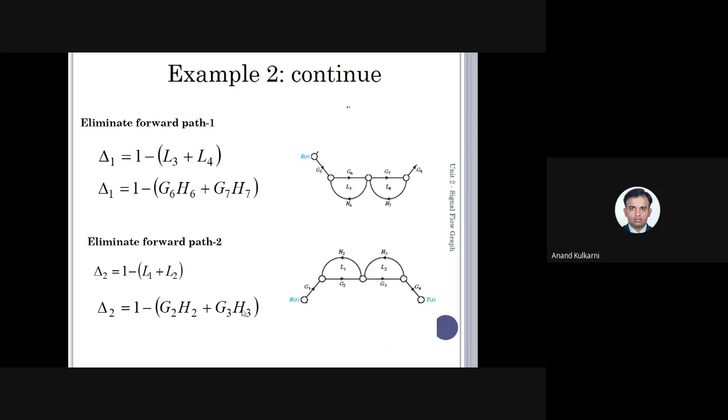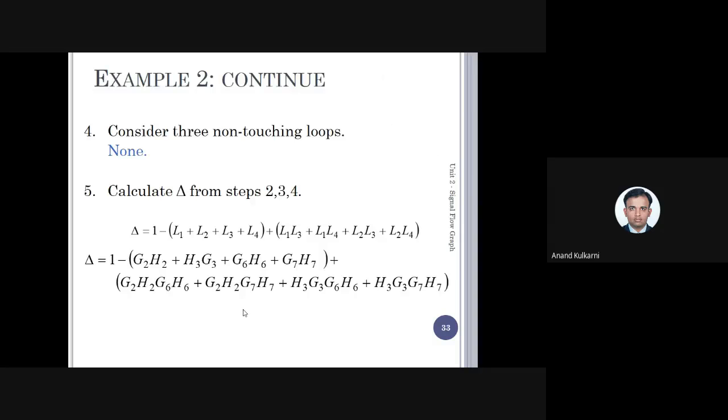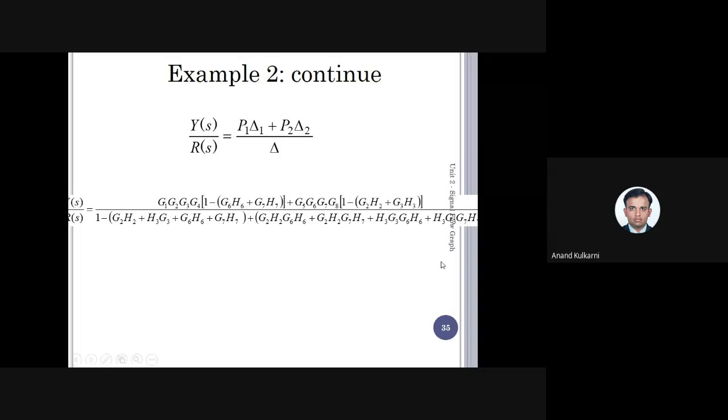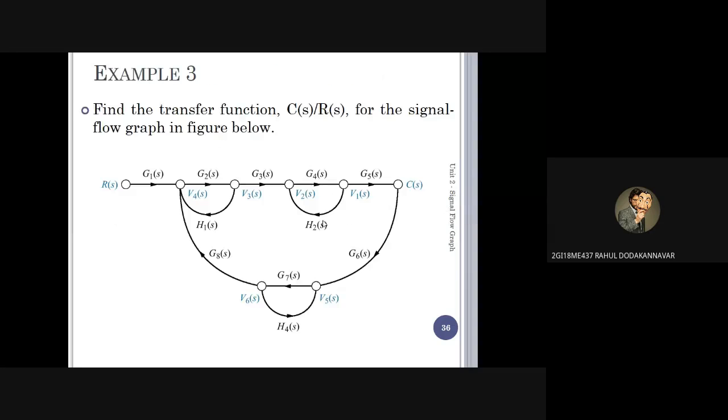In the previous slide, we had found out the delta. What was the delta? Delta is nothing but 1 minus the summation of all the loop gains plus the summation of the loop gains of two non-touching loops. That is what we have taken into consideration, and having found all the values, we directly substitute them here and we have got this final answer. This is the final answer. Is it clear? Any doubts? Okay. Just take down this problem once. You can take down one more problem.